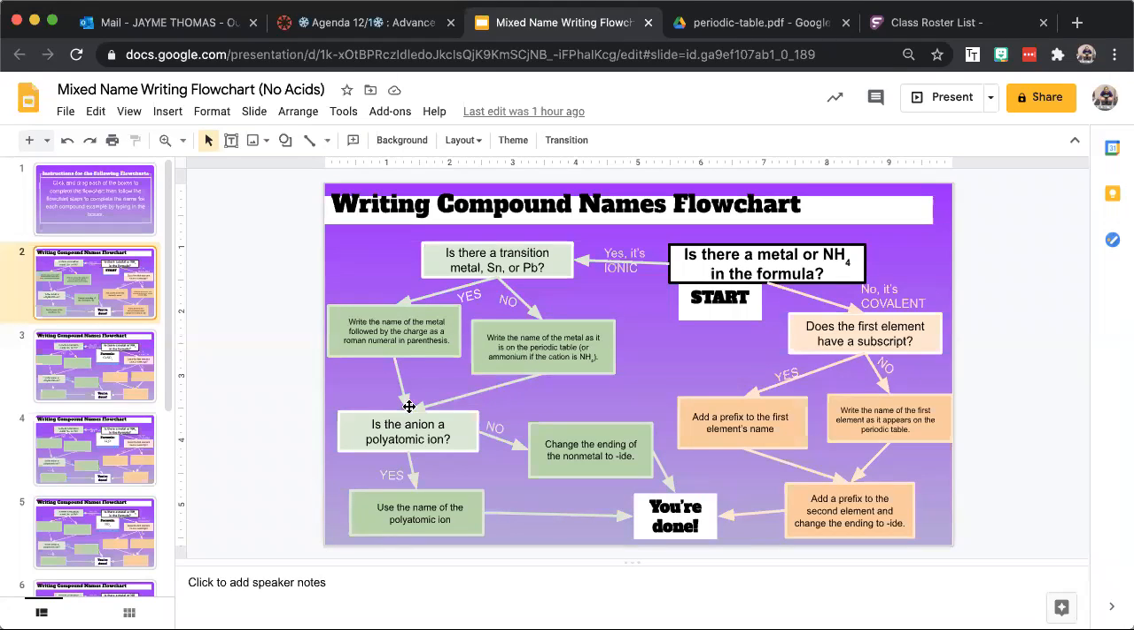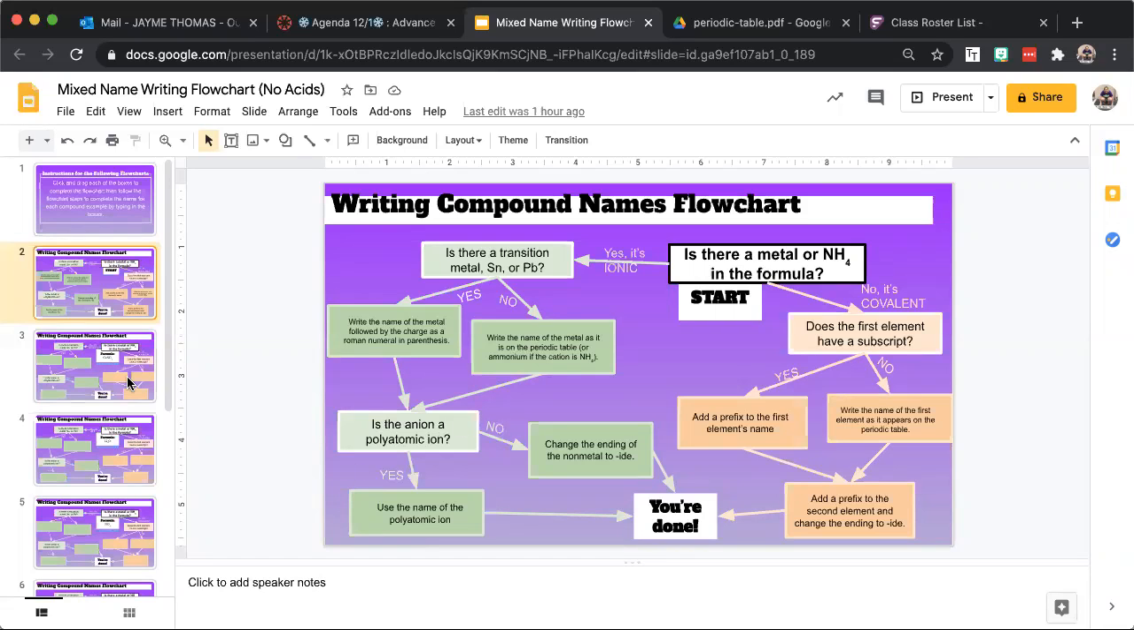After I write that first part, then I follow the arrows. I go here. The second part is the anion, the negatively charged one. So I look at it. Is it a polyatomic ion? And I answer yes or no. So remember, polyatomics are the ones that are made up of more than one atom. Okay. So if the second part of the formula has more than one atom, that's a polyatomic ion.